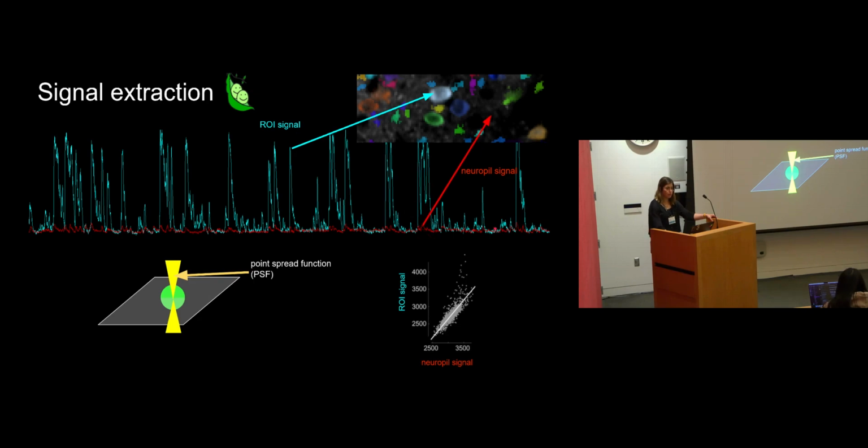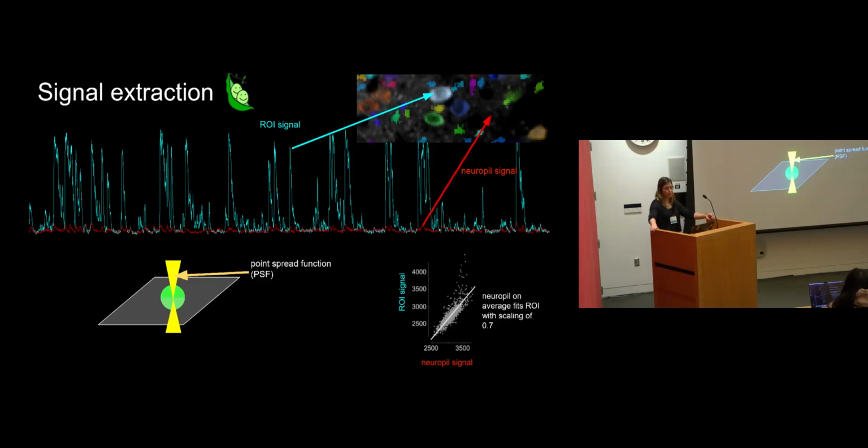And so what people do in practice for this neuropil correction is you have this slope here, which is usually around 0.7, and you multiply your neuropil with this 0.7 and subtract it from the ROI signal, and that gives you this ROI trace that's been neuropil corrected, in a sense. Does that kind of make sense?